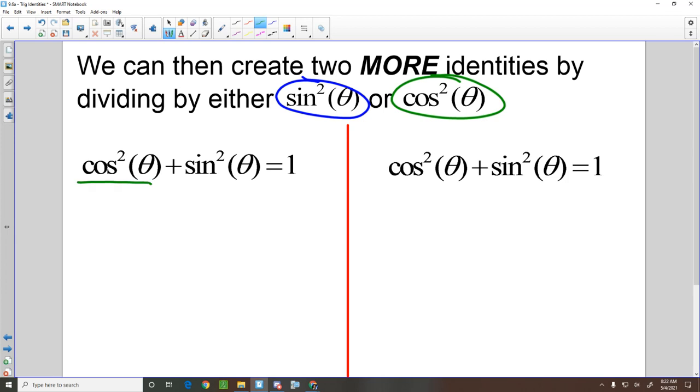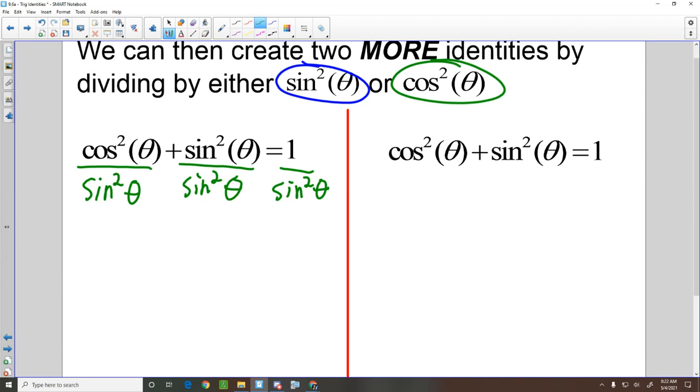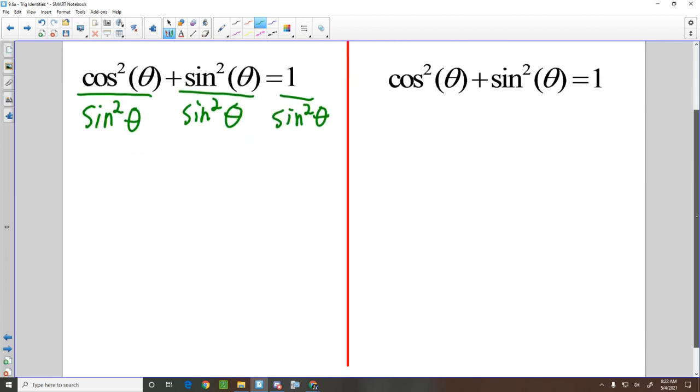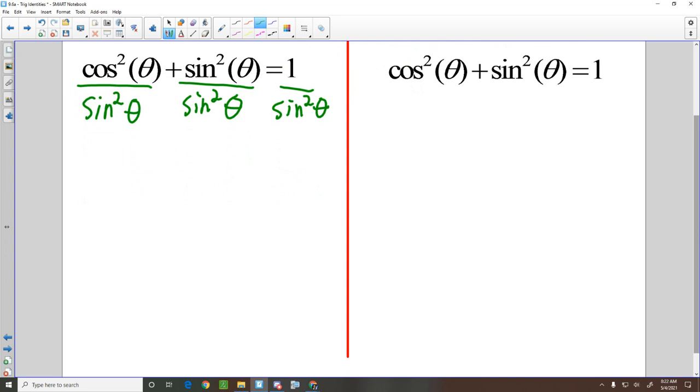If I divide everything by sine squared, first off, am I allowed to do this algebraically? Is that a legal move? Dividing each term on both sides by the same quantity? Yeah, it's basic algebra. We can do that. If I do this, let's rewrite each of these 3 terms.